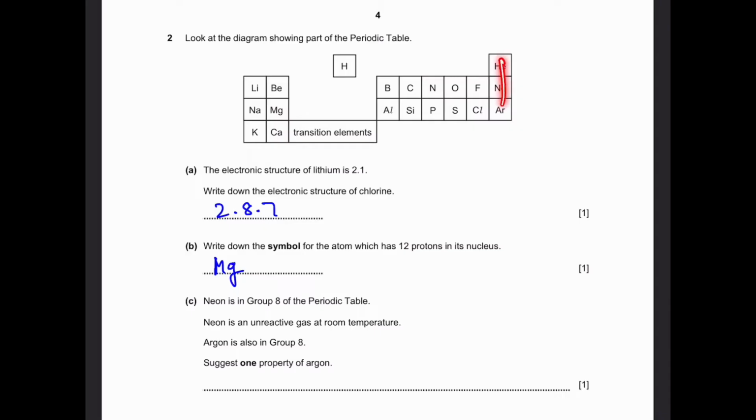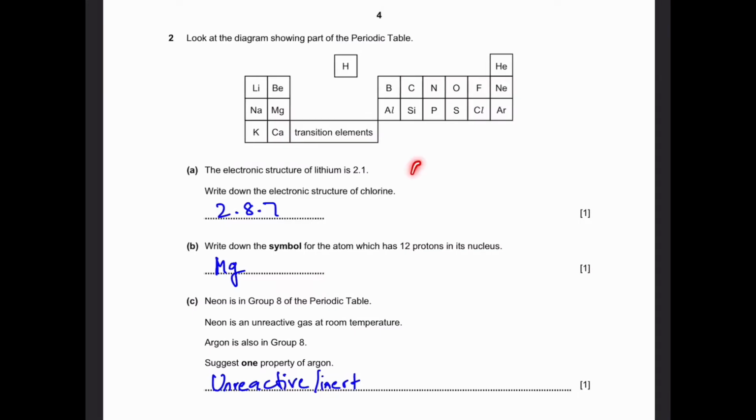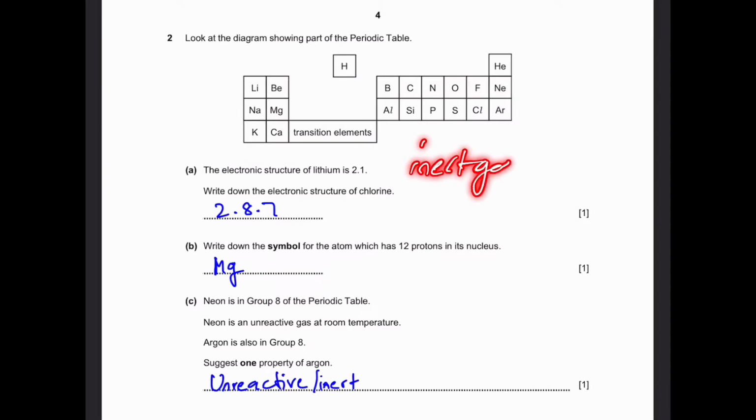Well, group 8's most known property is that they are unreactive, so you can just write unreactive, or you can write another word for it, inert. These group 8 gases are also called inert gases for this reason. And of course, we can just write at room temperature. It's not really required, but then it is useful to specify.